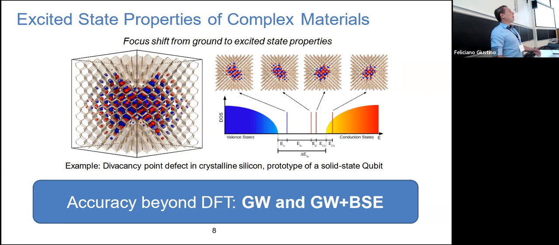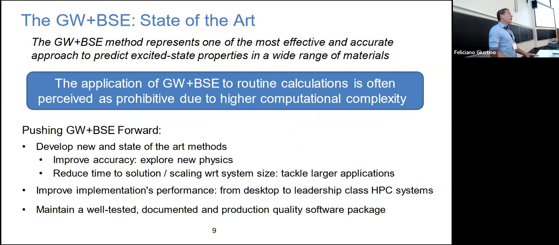Now, this implies that you have to go beyond the accuracy of density functional theory in the direction, for example, of many-body perturbation theory, and in our kind of application, the GW and the GW plus Bethe-Salpeter equation. Now, the state-of-the-art GW and BSE probably represent one of the most effective and accurate approaches in order to study these kinds of properties over a wide range of materials.